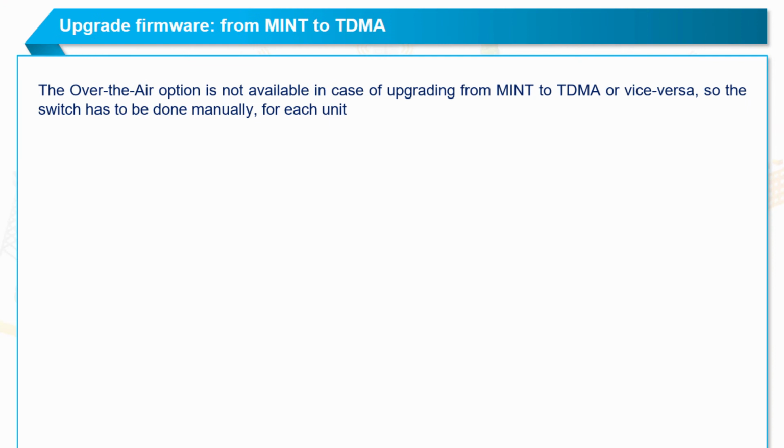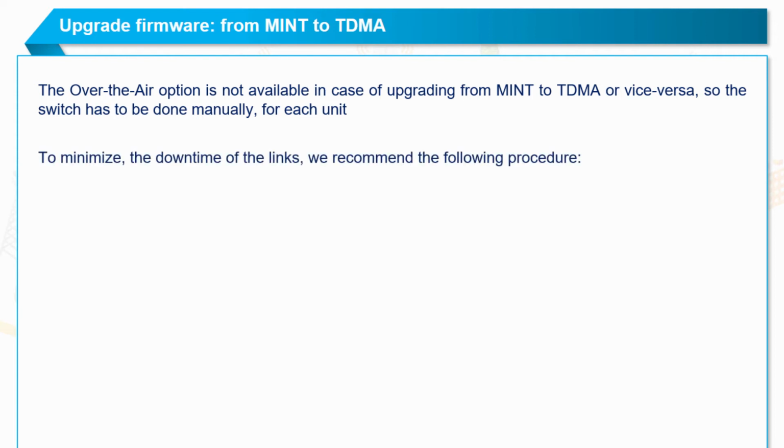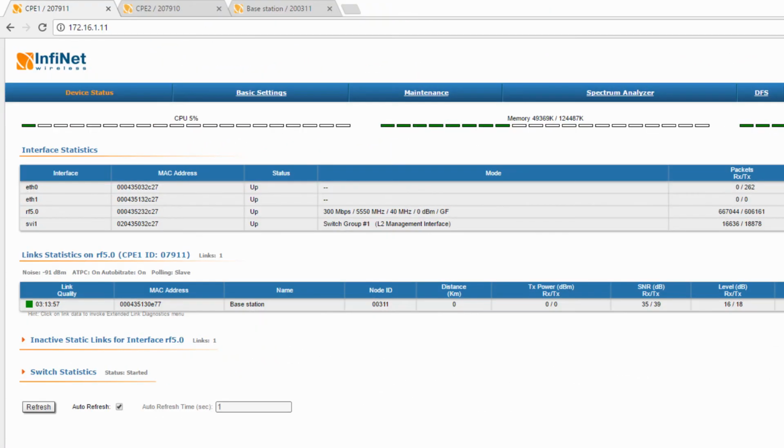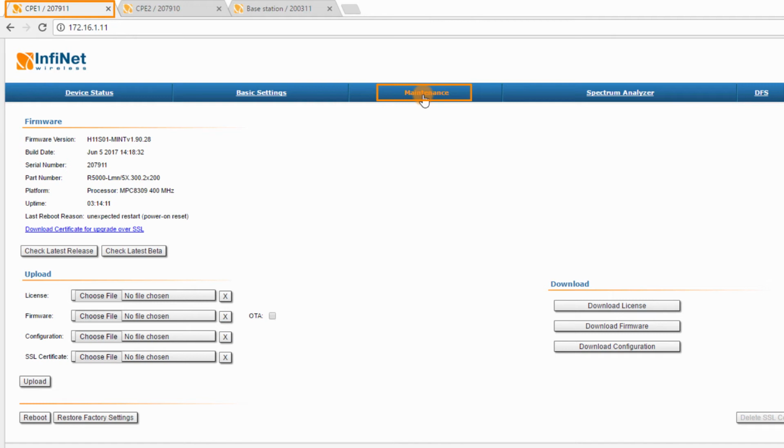The over-the-air option is not available in case of upgrading from Mint to TDMA or vice versa, so the switch has to be done manually for each unit. To minimize the downtime of the links, we recommend the following procedure. Step 1. Manually upload the new TDMA firmware to every CPE, but do not click the reboot button right after the upload. So in my case, I will first go to Maintenance on CPE 1 and upload the H11 TDMA firmware that I have downloaded earlier.